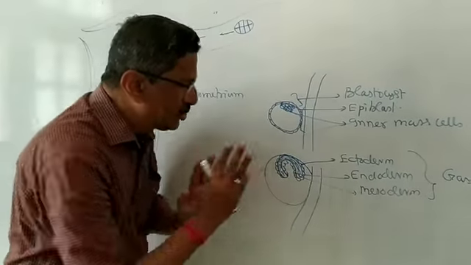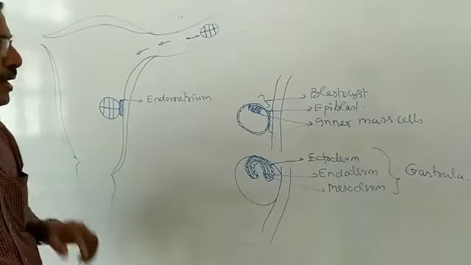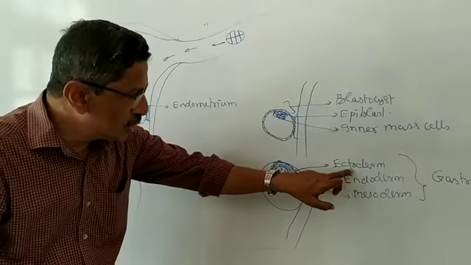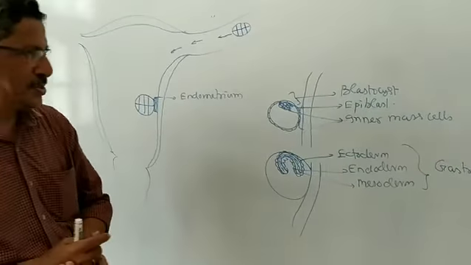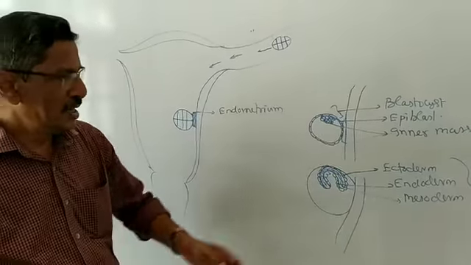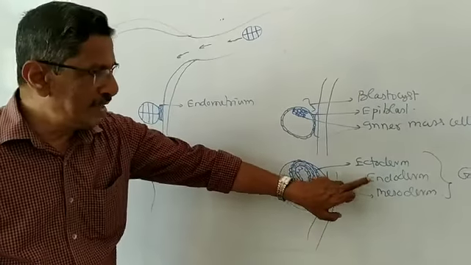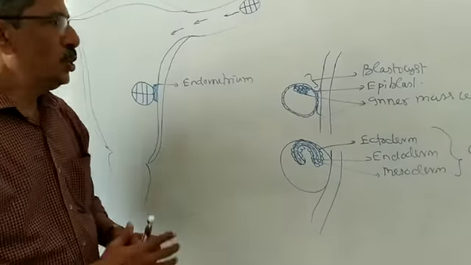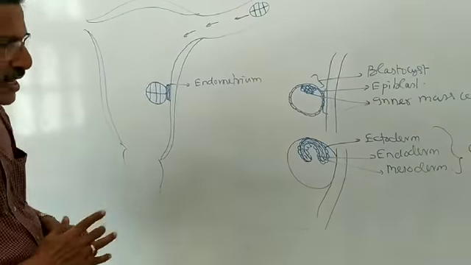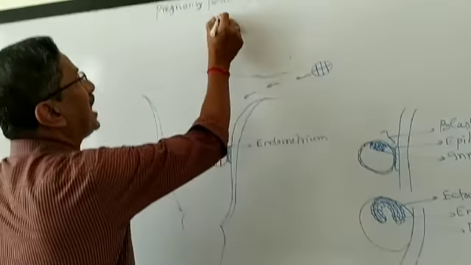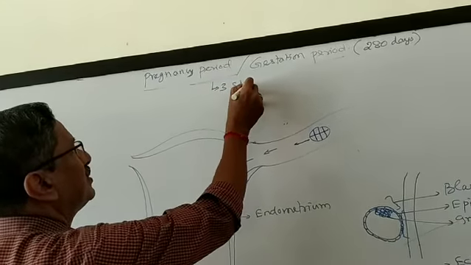But still it is attached to the wall of the uterus, the endometrium. Now in this ectoderm, some organs are developed. In the endoderm also some organs will be developed, like the mesoderm. So now the pregnancy has mainly started already. The pregnancy has 3 stages.